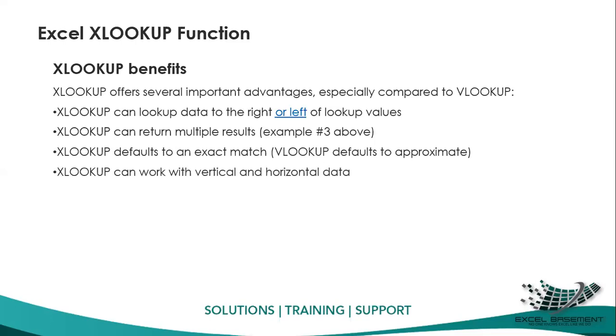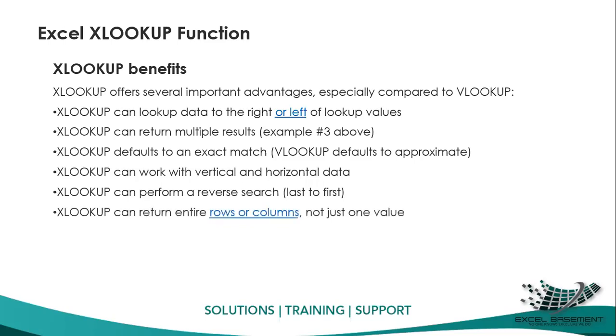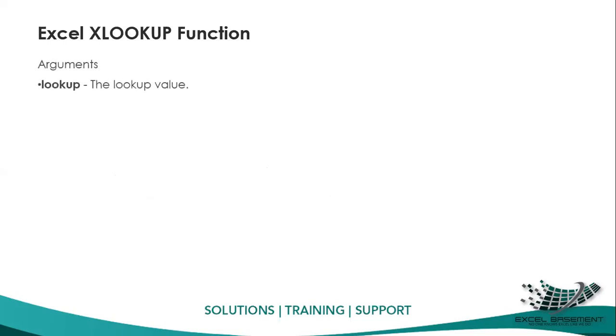Then XLOOKUP can work in either vertical ranges or horizontal ranges with respect to the data. One more benefit of the XLOOKUP is that it can perform a reverse search, last to first or first to last. That's again one more advantage added to this function. Then XLOOKUP can return entire rows or columns, not just one value. XLOOKUP can work with arrays natively applied to complex criteria. So if we have more than one lookup value, how can we go with that? XLOOKUP is also flexible in that case. So let's discuss some of the function arguments first, and then we will go towards the demonstration with examples.